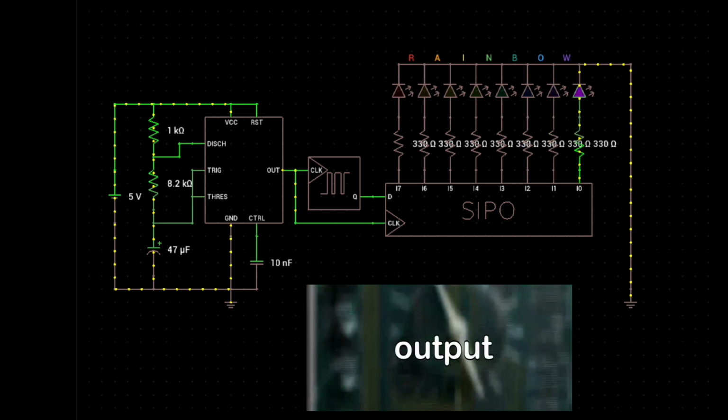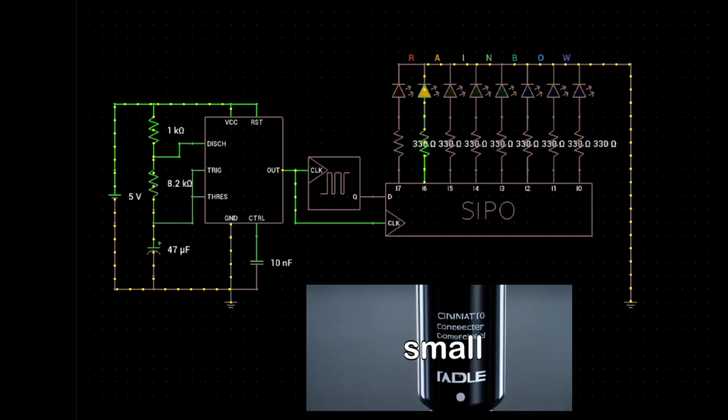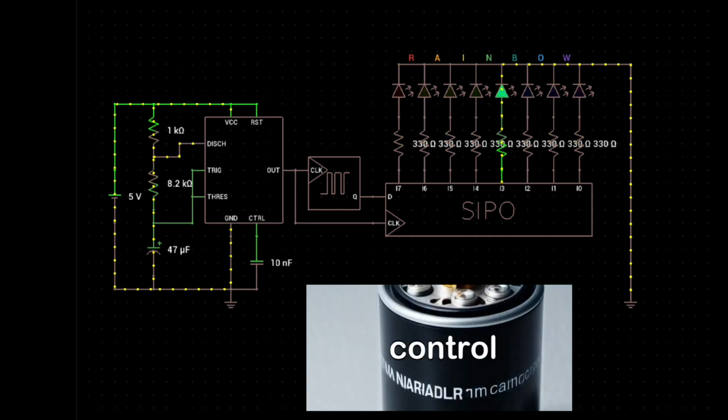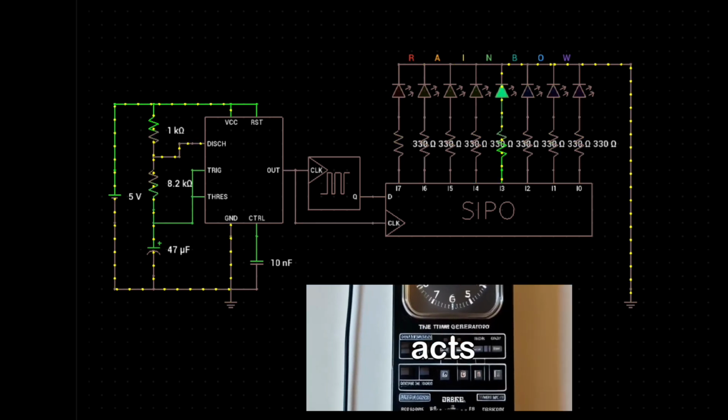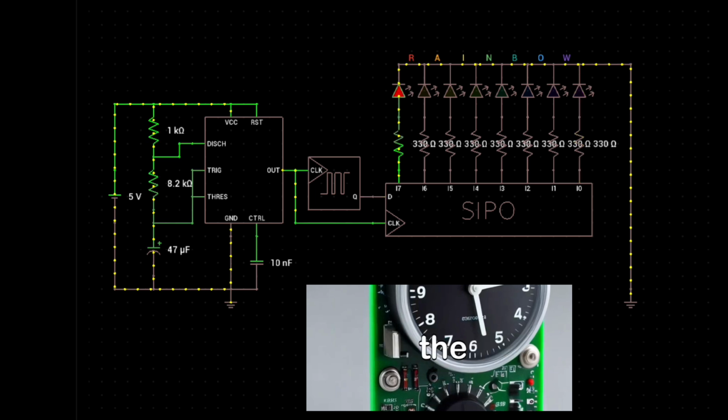This creates a square wave at the output pin of the 555. The small 10 nanofarad capacitor connected to the control pin helps reduce noise and keeps the output stable. Overall, the 555 timer acts as a simple and reliable clock generator for the rest of the circuit.